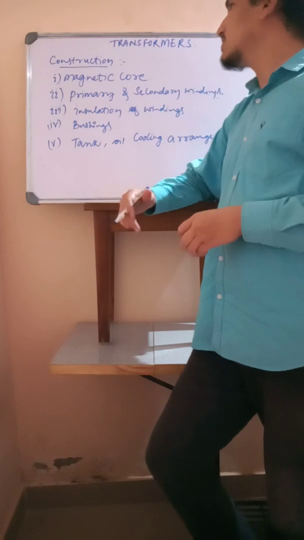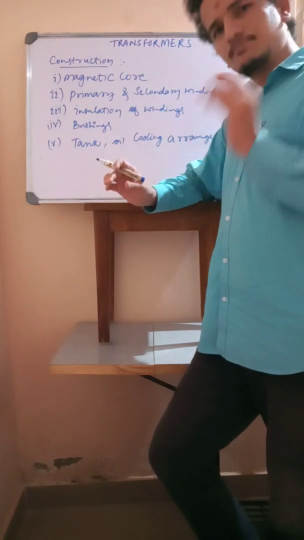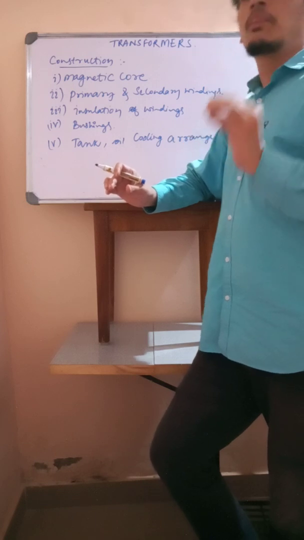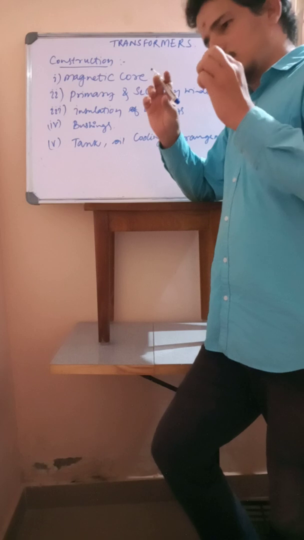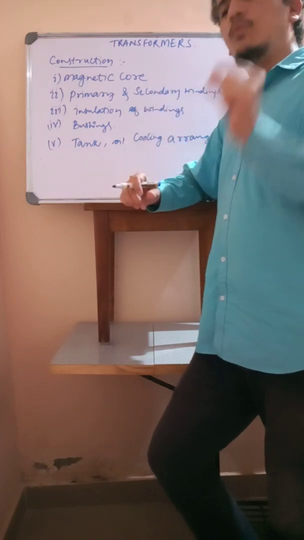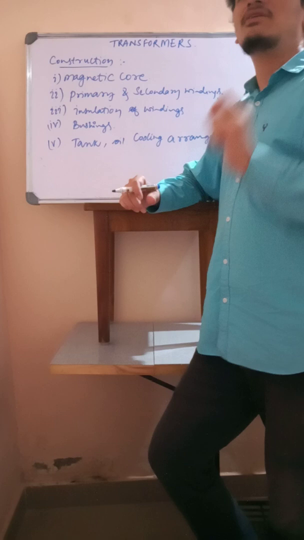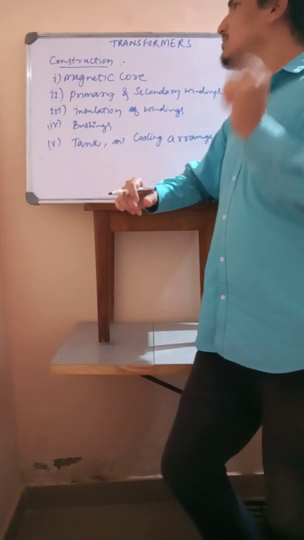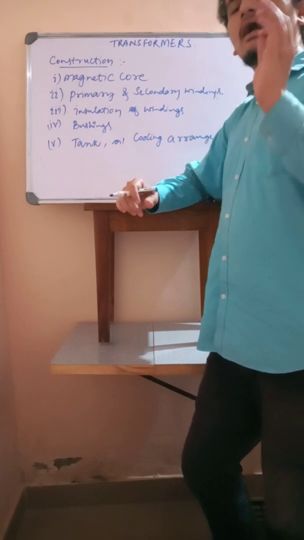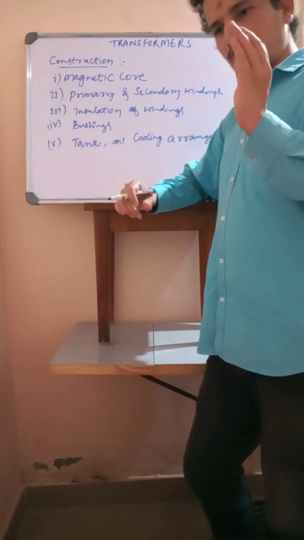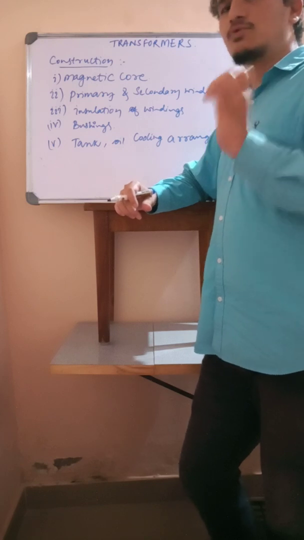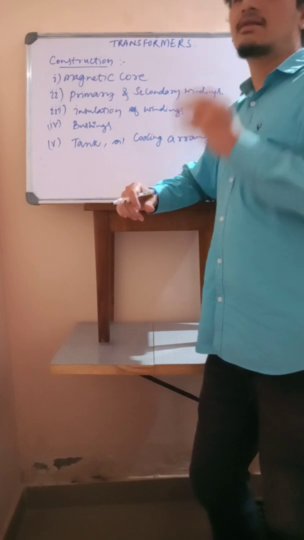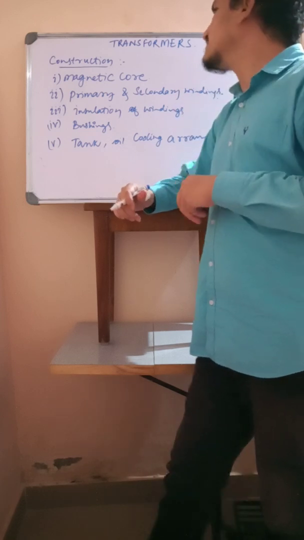So what is the magnetic core? It is usually made up of soft iron or silicon steel material, which has low reluctance and high permeability, and which provides a smooth path for the flow of the magnetic flux. So that is the purpose of the magnetic core.